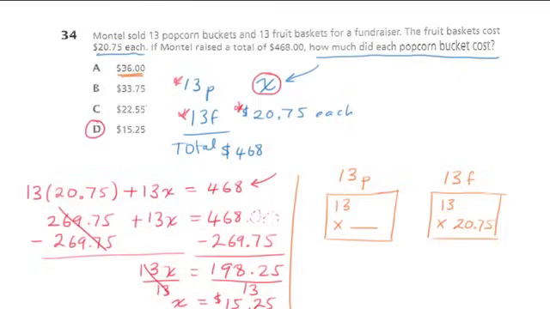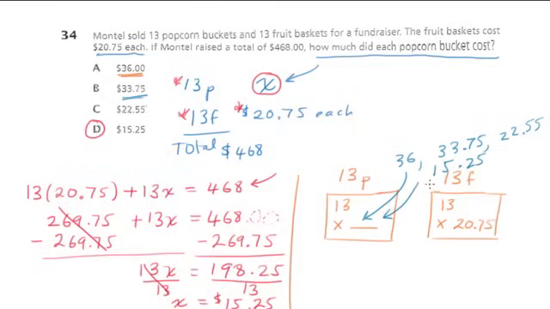We can try to put in there 36. We can try to put in there 33.75, which is right here. We can try to put in there 22.55. And then finally, which would be the right answer, we can try to put in there 15.25.